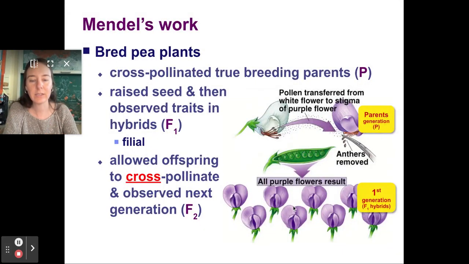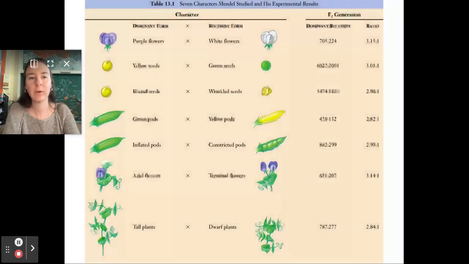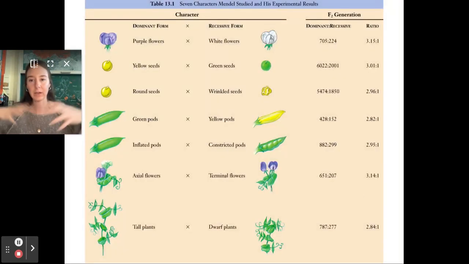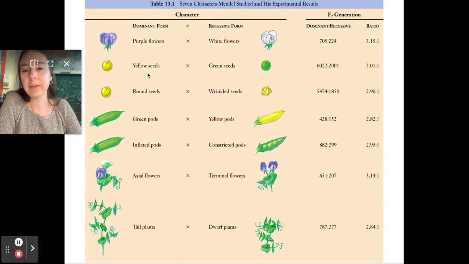So all of these produce mostly purple and some white. And he boiled this down to a ratio of about 3-1. So for every 3 purple flowers, there was 1 white flower in the hundreds of offspring. Now, he did this multiple times. He took a pea plant with the P generation, so true breeding yellow seeds, and then he crossed it with a true breeding green seed. And he found that the first generation exhibited the dominant form.